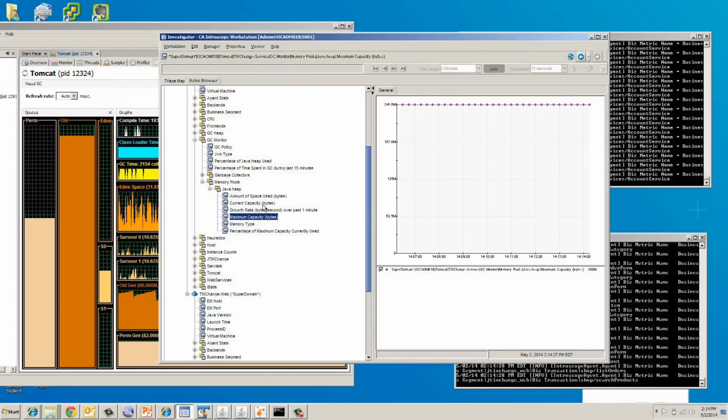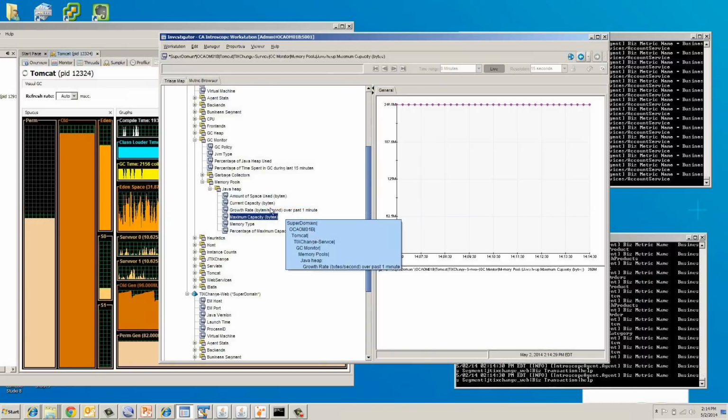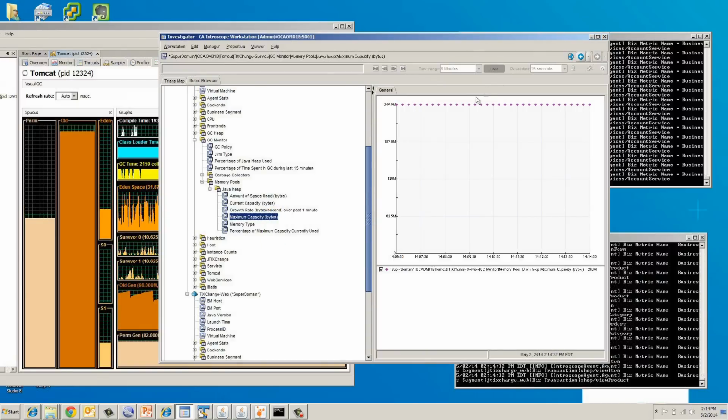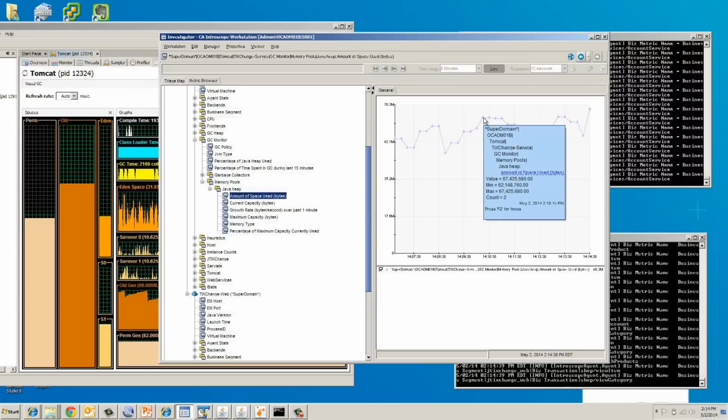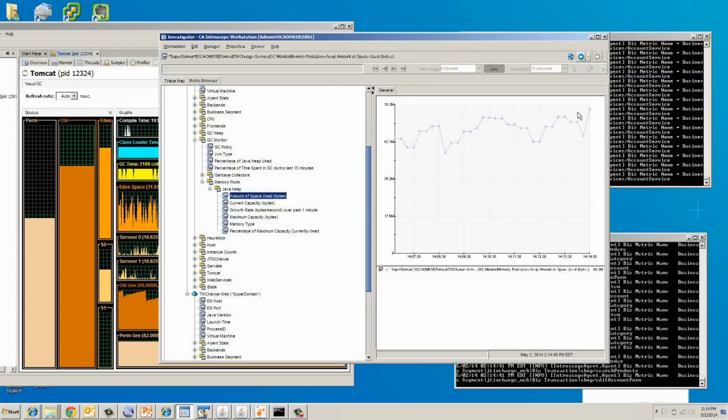So the other thing I want to look at, we said every time I look at a container, is how much memory am I consuming out of those 250. So if I look, I see that I'm around 67, less than 70 megs. All right.